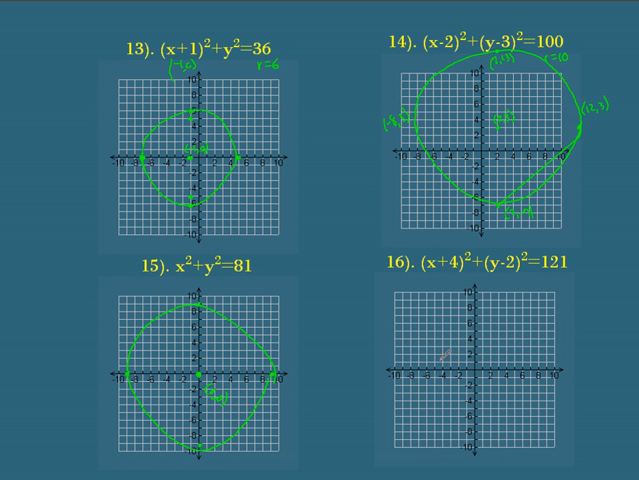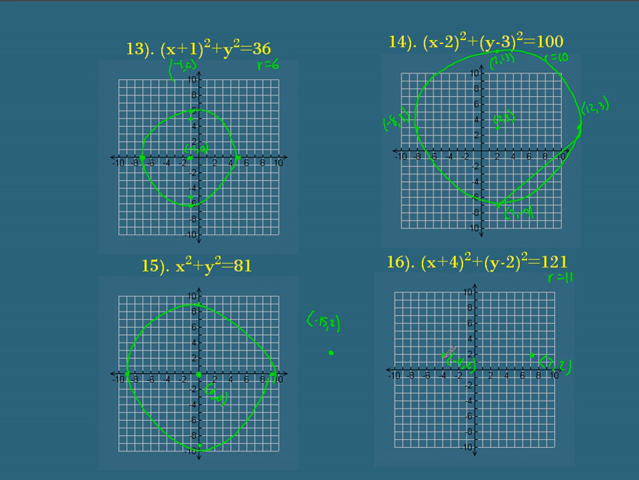Last one will be at negative 4, comma 2. And 121 means the radius is 11 in each direction. So when I go 11 to the left, I'll be way out here at about negative 15, comma 2. I'll go to the right 11, and we need to go another 7, so it'll be here at 7, comma 2.